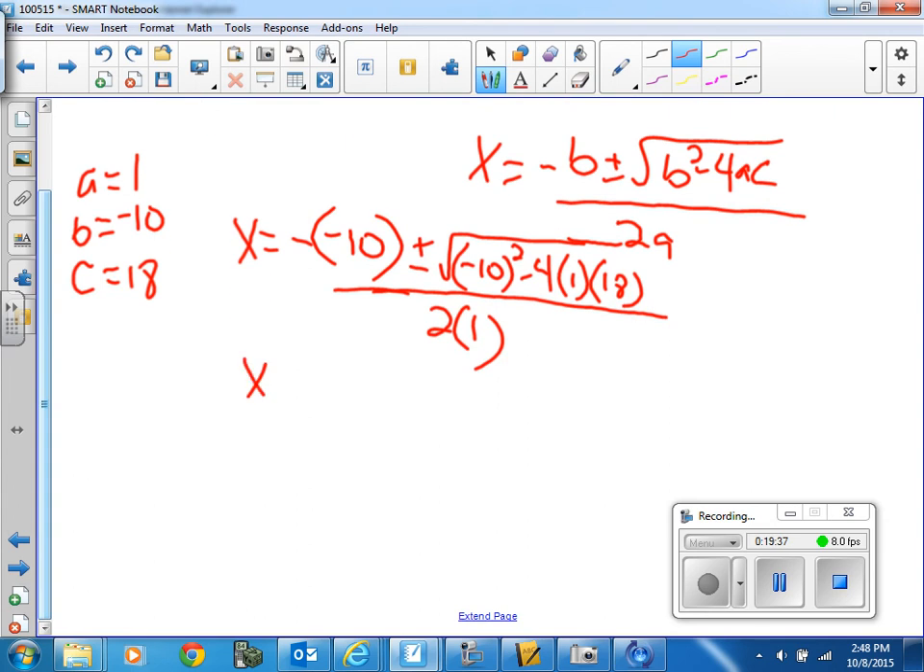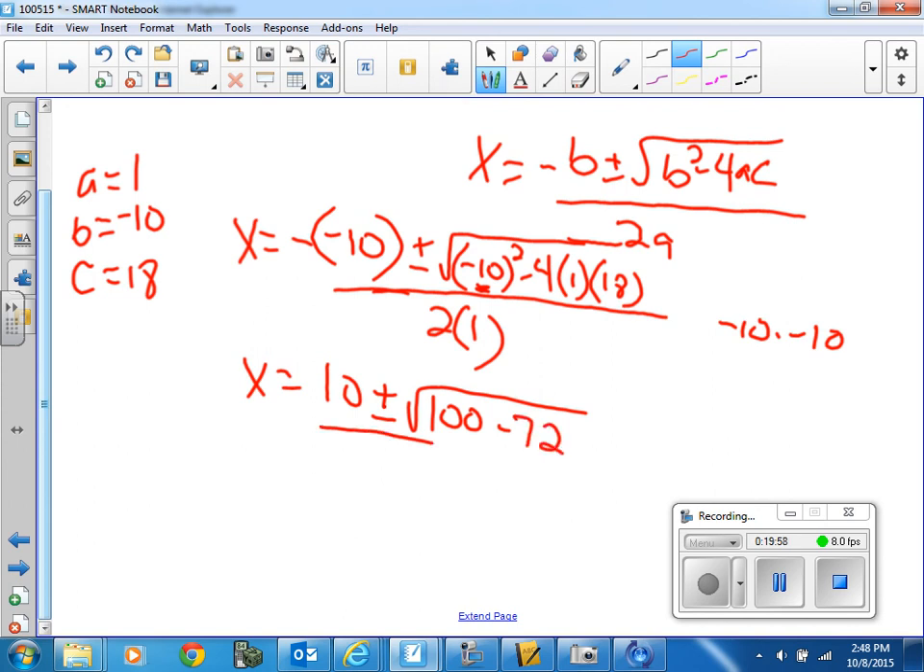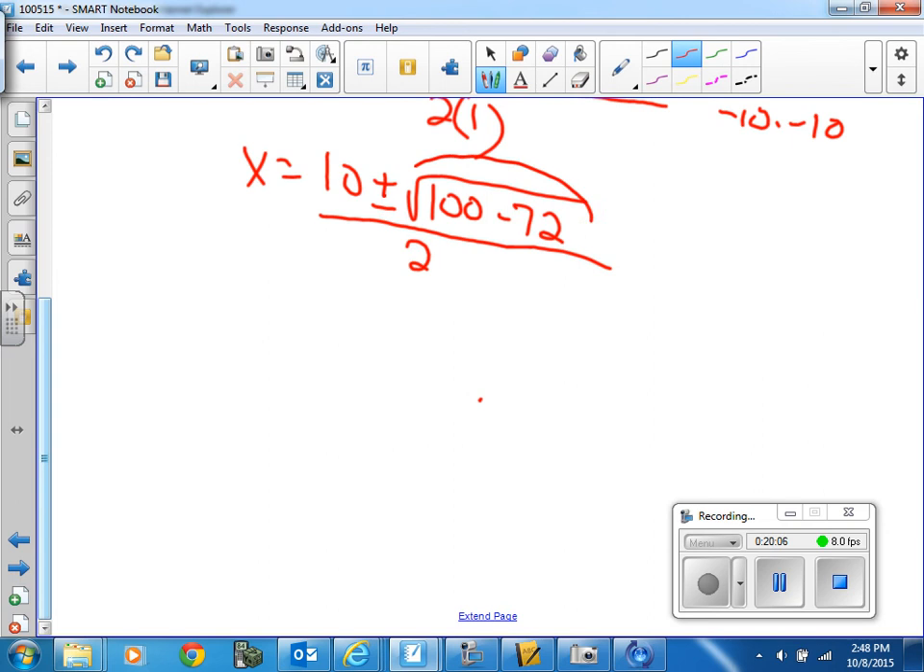Okay, so we have x equals that negative, or the opposite of -10 is just going to be 10, plus or minus. Now, -10 times -10, which is what we have in here, is a positive 100 minus 4 times 1 times 18, which is 72, I believe, all over 2. All right, keep going. I like to deal with what's inside of here first. So I do x equals 10 plus or minus the square root of 28, all over 2.